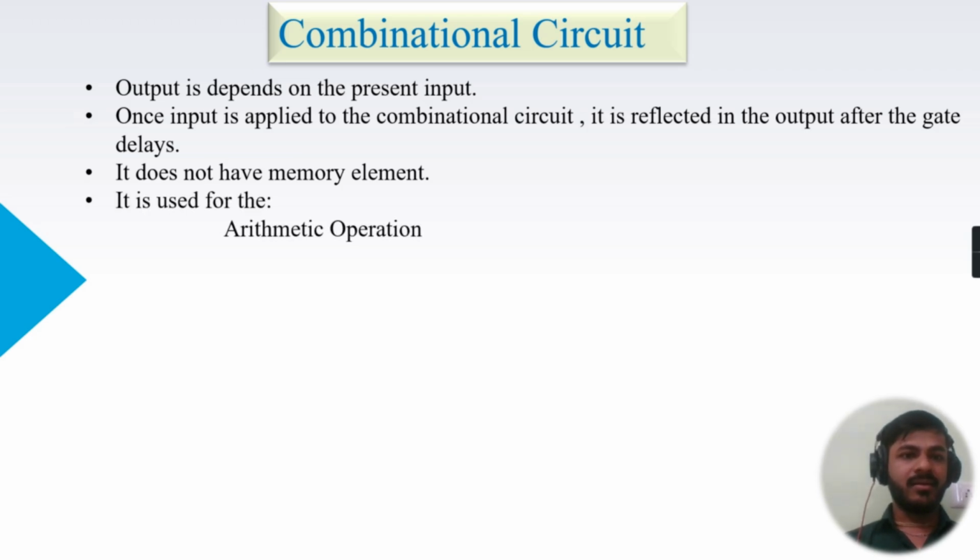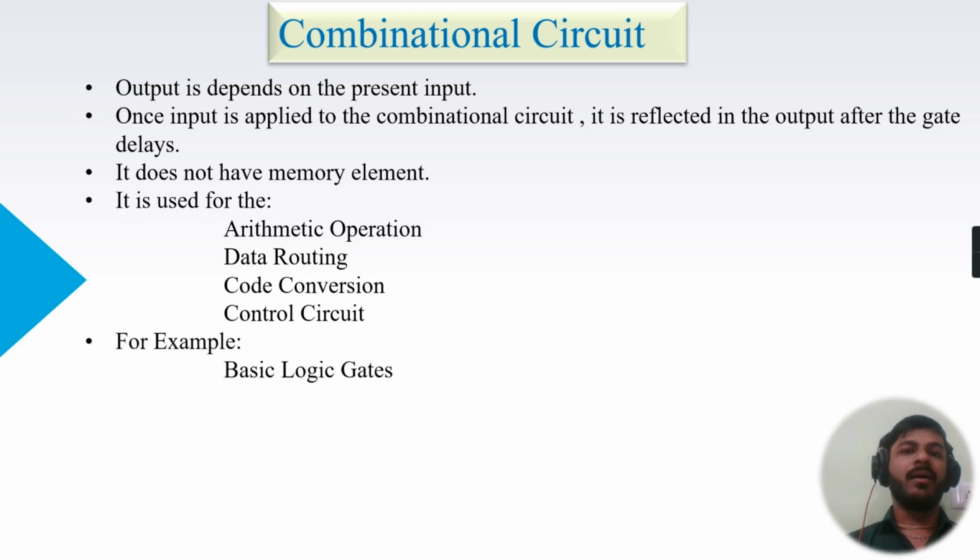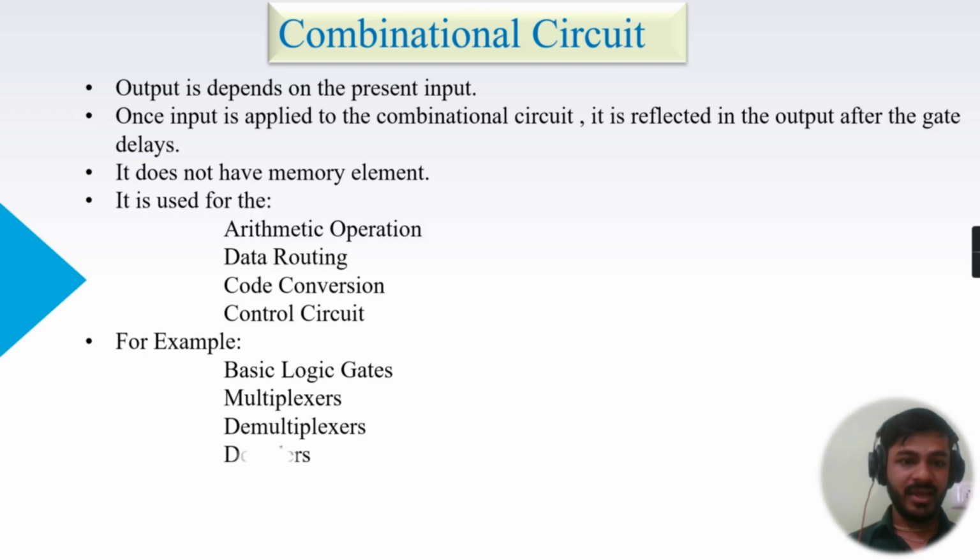It is used for arithmetic operations such as addition, subtraction. Also it is used for data routing such as mux, demux. Also it is used for code conversion such as encoders, decoders, and also for control circuits such as state machines. For examples, basic logic gates such as AND gate, OR gate, NAND gate, NOR gate, multiplexers that are used for data routing, demultiplexers also, encoders, decoders, and arithmetic operations such as half adders, subtractors. These are the examples of combinational circuits.